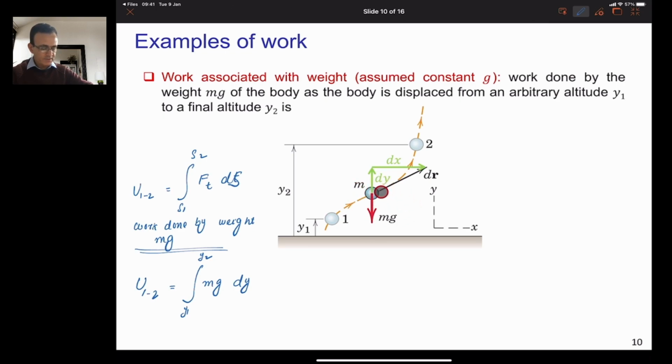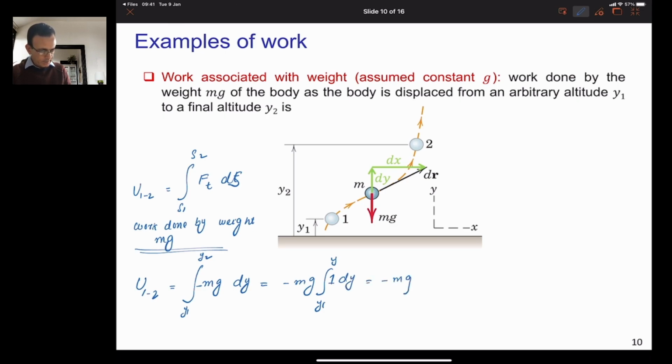Because we are interested here to calculate the work done by the weight of the body, which is mg. And if you look at this figure, mg is in the downward direction, dy is in the upward direction. So this means that both are in the opposite direction, and you should also put a negative sign here. Okay, so if you just look at this integration here, mg is constant, which is not a function of dy or y. So this means that you can take this out of the integration. So it will become minus mg, and then the integral from y1 to y2 of just 1 dy.